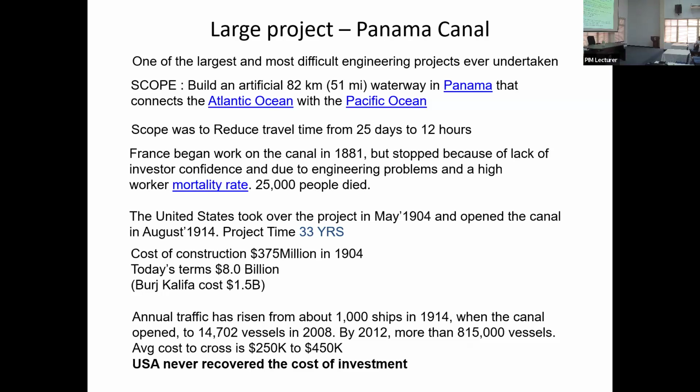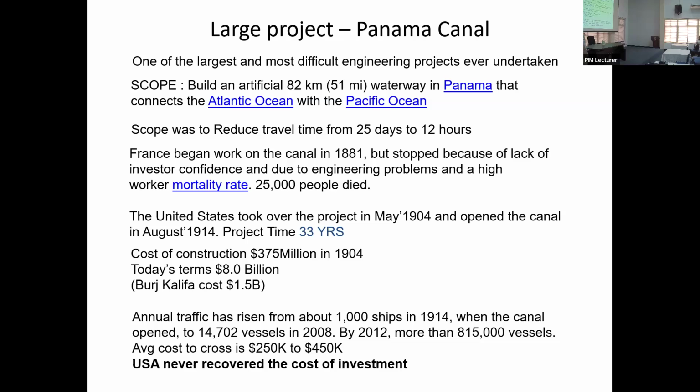Then the United States looked at the project. Almost 33 years after the project started, at a cost of 375 million in 1904, which in today's terms is 8 billion. Just to compare, Burj Khalifa, the tallest building in the world, is 1.5 billion. So you can imagine the scale of this. So the plan was to complete the project and make the cost of the crossing cheaper. Now, USA never recovered the cost of investment. They never recovered the cost of investment. So why would they do the project?